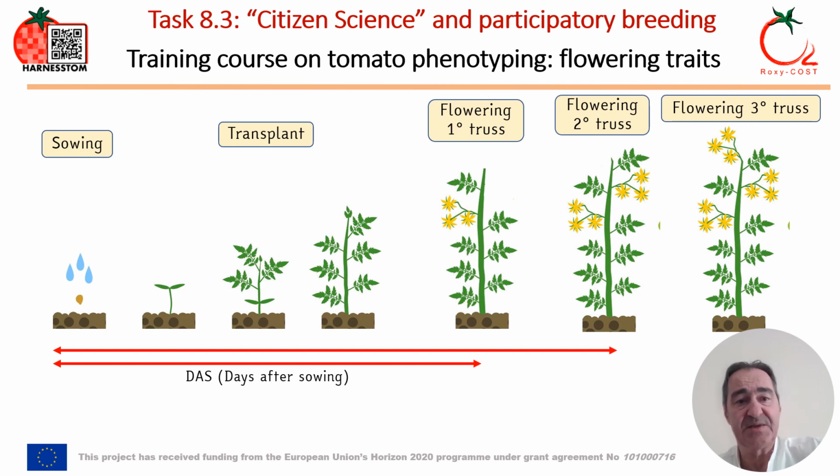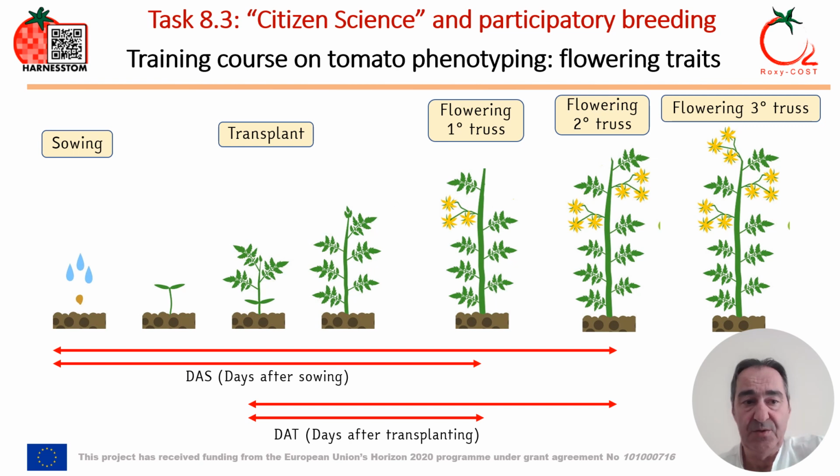An even more simplified way to express flowering time is to refer to the transplanting date, provided that plants are transplanted at a uniform developmental stage. Thus, the variability in germination power and seedling development is avoided. In this case, flowering time can be expressed as days after transplanting, and referred to the first or the second inflorescence, as we explained before.